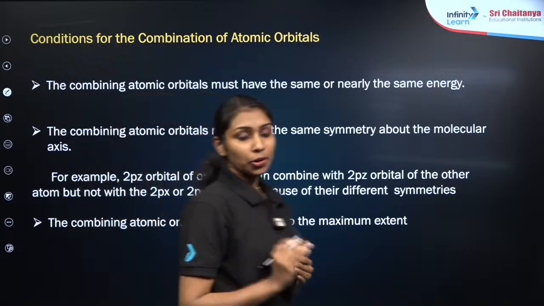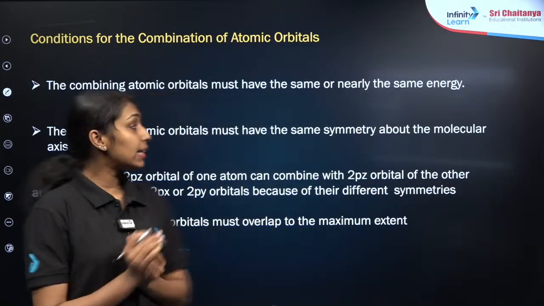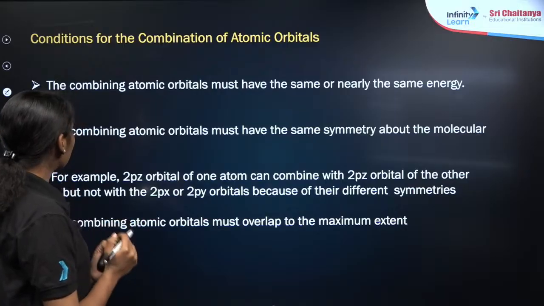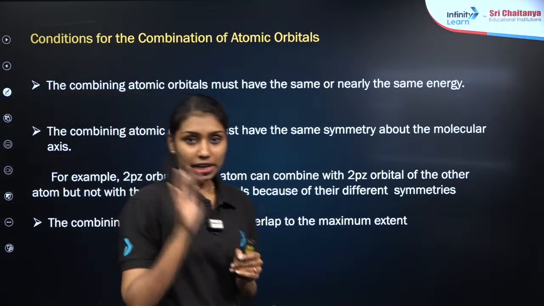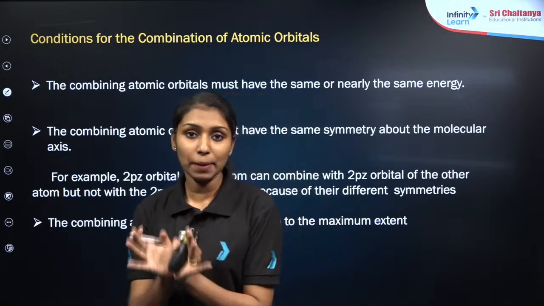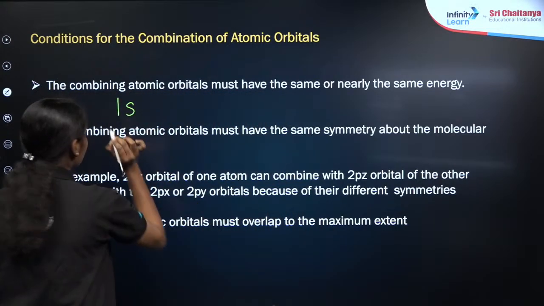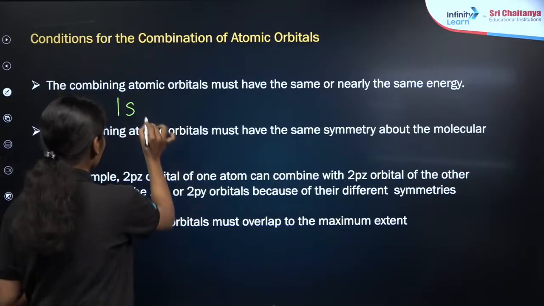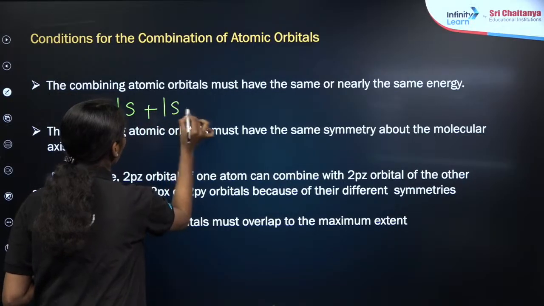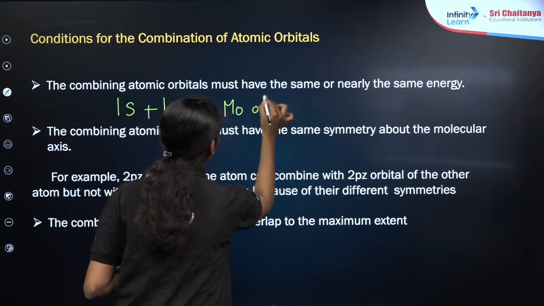Now, in order to combine atomic orbitals, there are some conditions to be satisfied. What are the conditions? As already mentioned, whenever two atomic orbitals combine, they should have the same energy. So whenever I take a 1s orbital, it will combine with a 1s orbital only, because they have the same energy. It will form the molecular orbital of 1s.